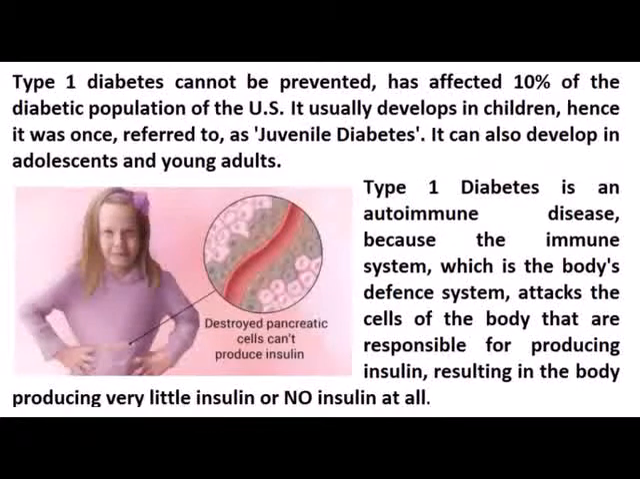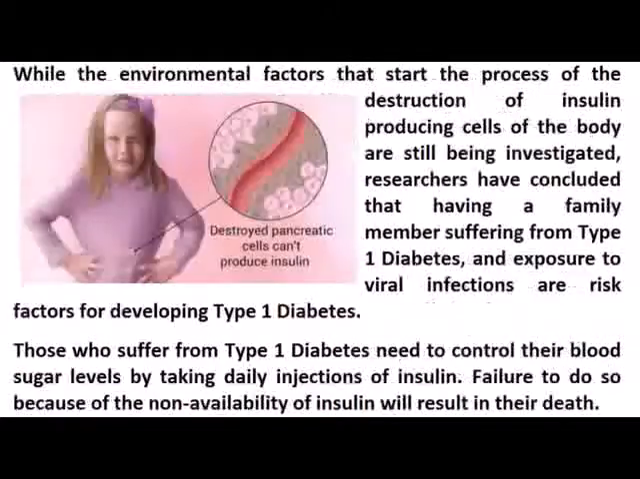It can also develop in adolescents and young adults. Type 1 diabetes is an autoimmune disease because the immune system, which is the body's defense system, attacks the cells of the body that are responsible for producing insulin, resulting in the body producing very little insulin or no insulin at all. While the environmental factors that start the process of the destruction of insulin-producing cells of the body are still being investigated, researchers have concluded that having a family member suffering from type 1 diabetes and exposure to viral infections are risk factors for developing type 1 diabetes.